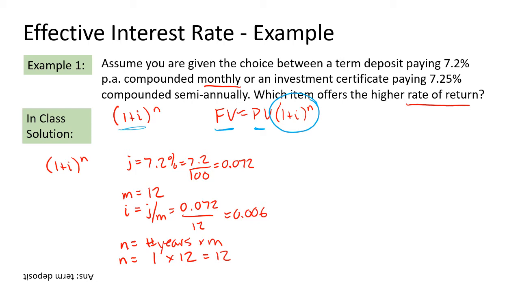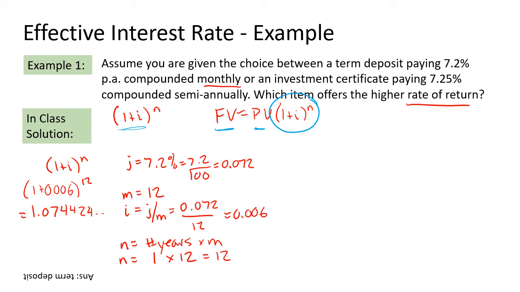So I'm going to substitute all these values in. We get 1 plus 0.006, and that's to the exponent 12. If you plug that into your calculator, you get a value of 1.074424, and it keeps going.